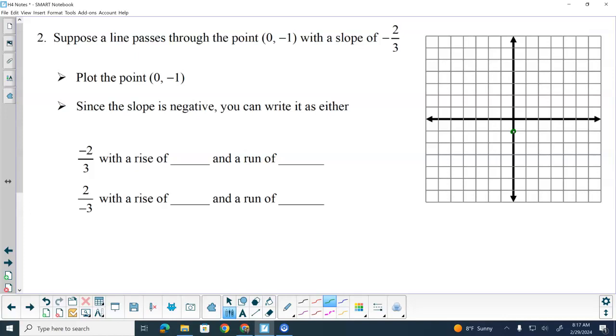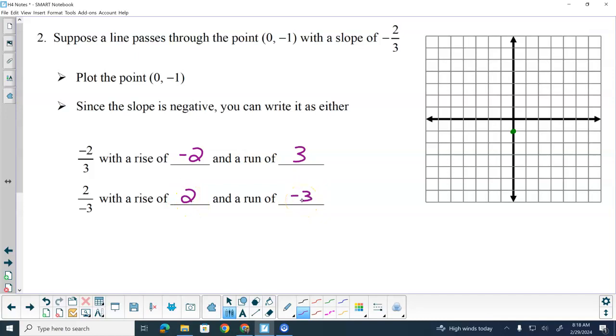Now our slope is negative 2/3. Right? So negative 2/3 would have a rise of -2, okay? And a run of +3, okay? What about if we wrote it like this? 2 over -3. Then what would my rise be? My 2, and then my run would be -3, okay?